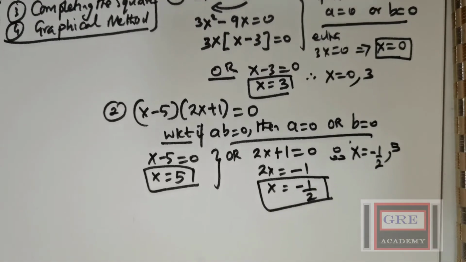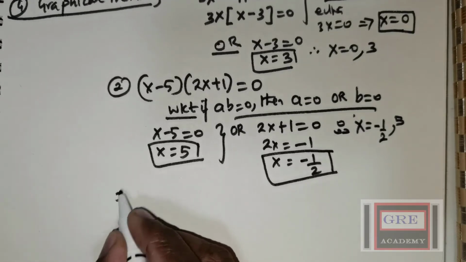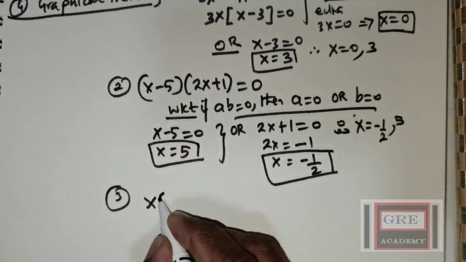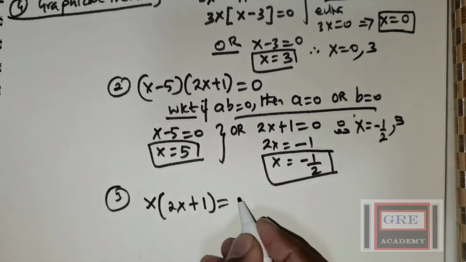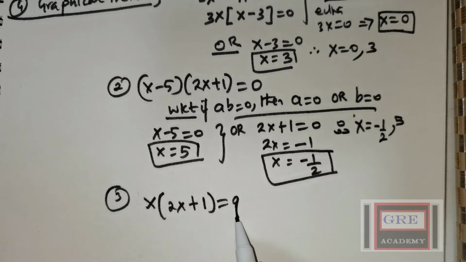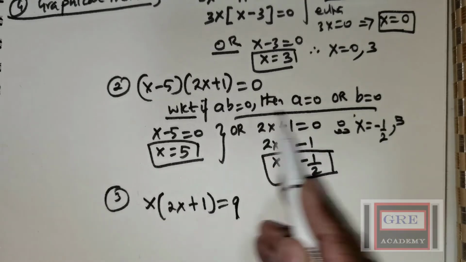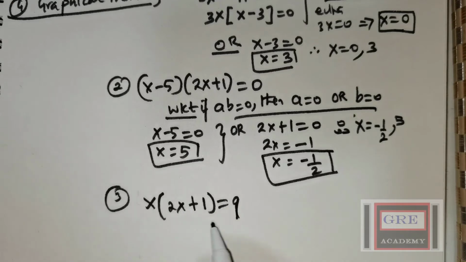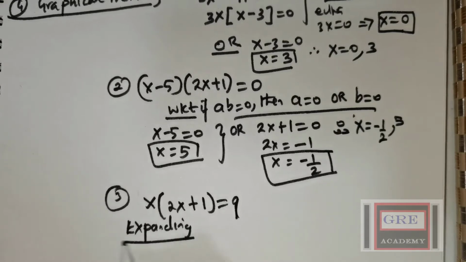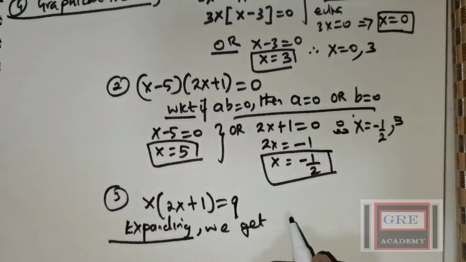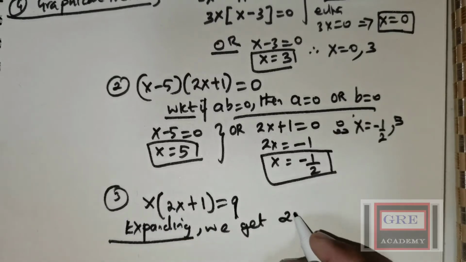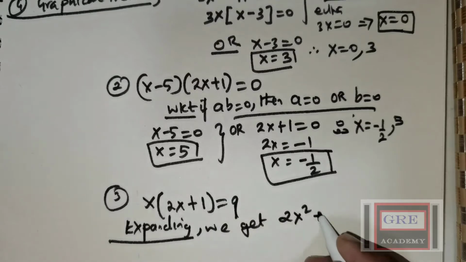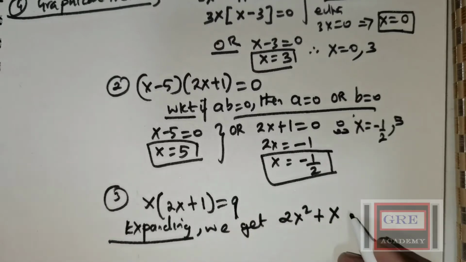Okay, so question number 3. So what is question number 3? Now question number 3 is given as x of 2x positive 1 is equal to 9. Now remember, this is 9, but this is 0. That's why I can apply the law. In this case, I cannot apply this law. Remember that. What I should do, I should expand. So expanding, what do we get? So when you expand this, 2x times x would give you 2x squared. X times 1 would give you positive x is equal to 9. Now move the 9 down. So this is equal to 0. So this is what you're getting.